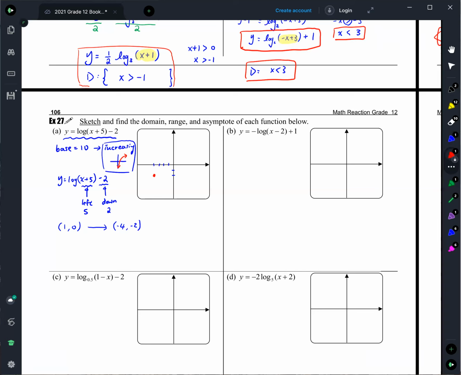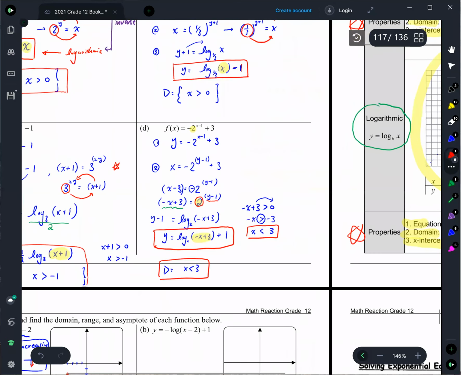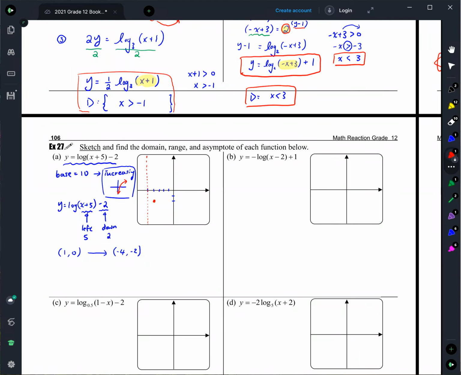And then the asymptote. The asymptote used to be x equals 0. Because it's moving to the left by 5, now it becomes x equals -5, which will be here. If you move up and down, the asymptote is still in the same place. Only left and right will shift it. And we know it's increasing, so we just draw an increasing graph. Done. Same shape, because it's increasing with the log.